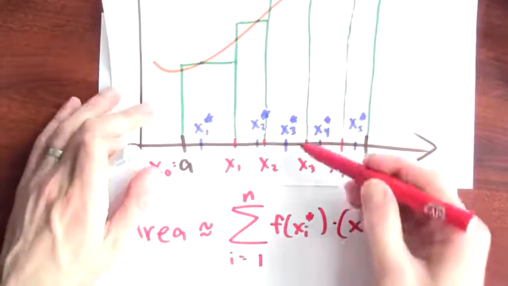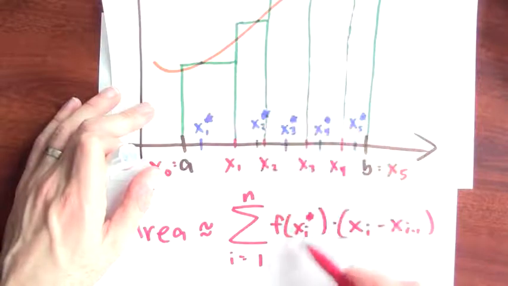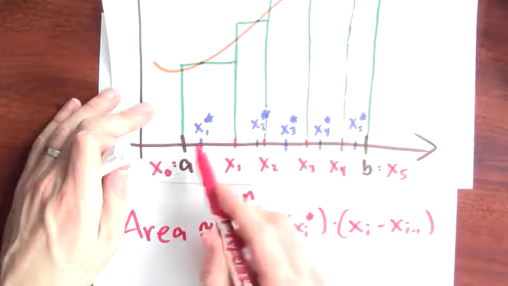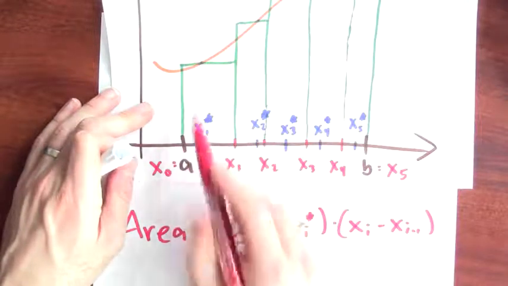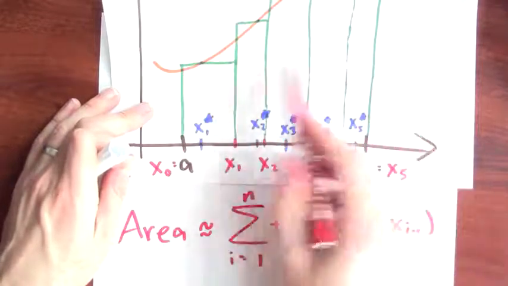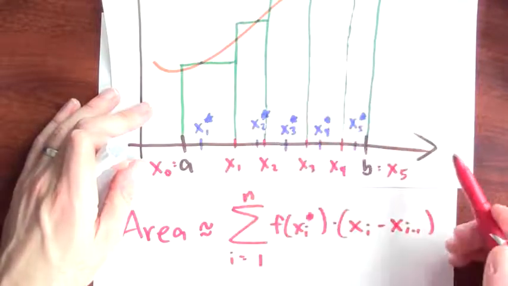The height of these rectangles comes from evaluating the function at the sample points, and the width of, say, the first rectangle is x sub 1 minus x sub 0. That's the width times the height. That gives me the area. And if I add up the areas of all of the green rectangles, then I get an approximation for the total area under the curve.